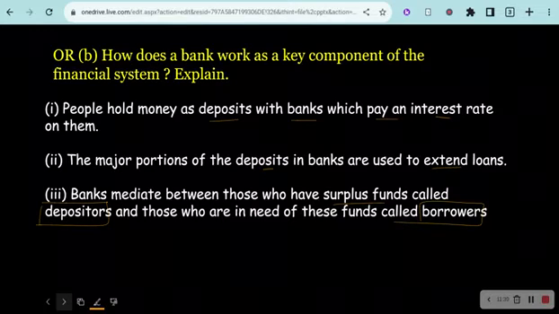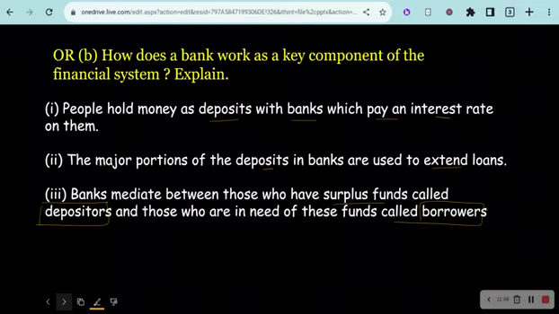So basically, what happens is, people who have too much funds keep them in the bank. The very rich people, right? They have all the banks and everything. They keep their money, a lakh, 2 lakh, 5 lakh, in the bank account, correct? They are known as depositors.